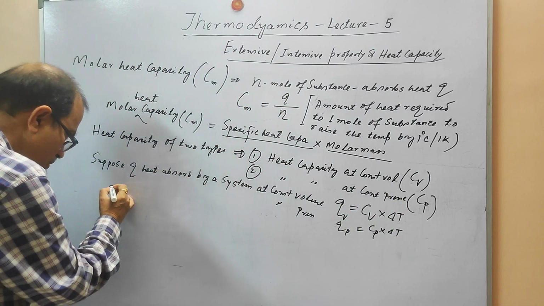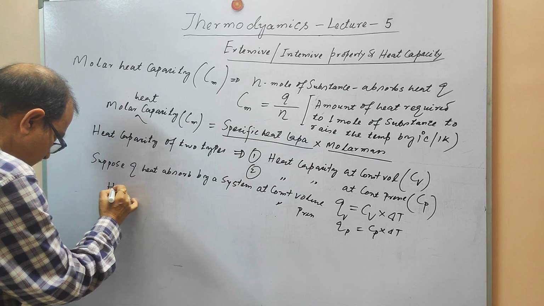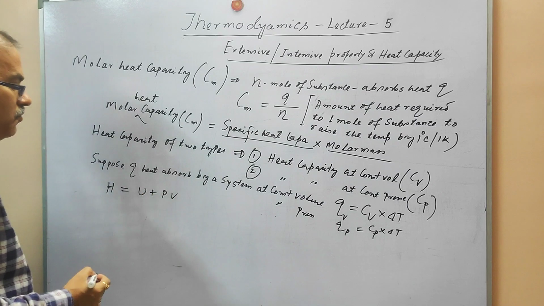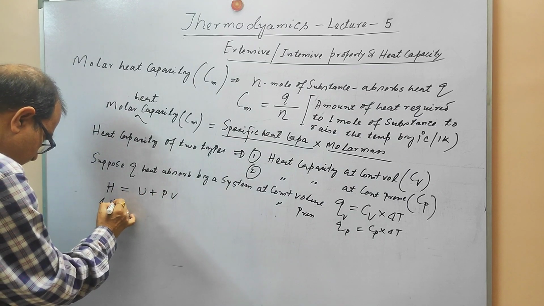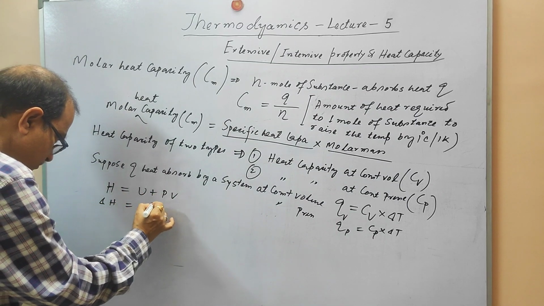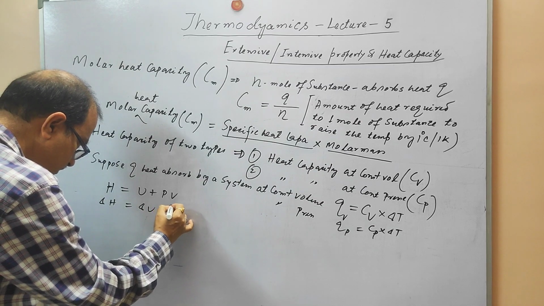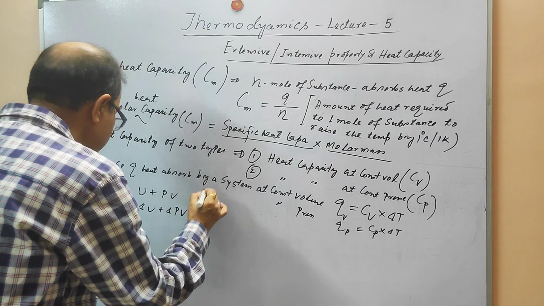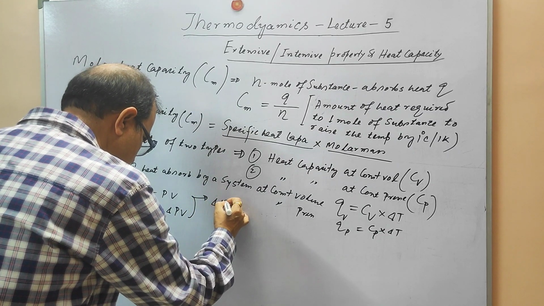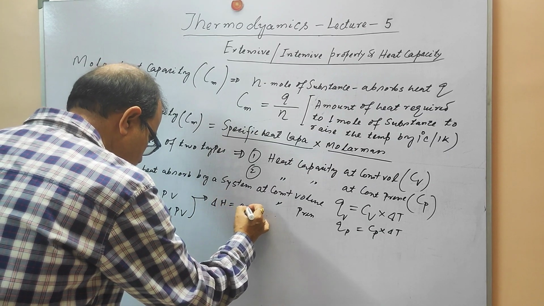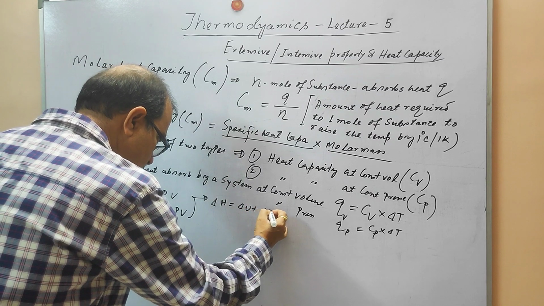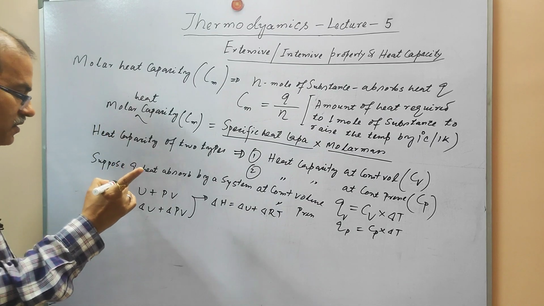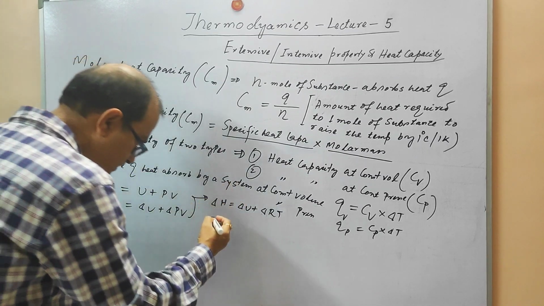right? So we know one thing, that H is equal to U plus PV. We know this now. Then you can write del H is equal to del U plus del PV. This can be further written in this way, that del H is equal to del U plus del n RT for n mole of gas. For 1 mole of gas, we can write this.